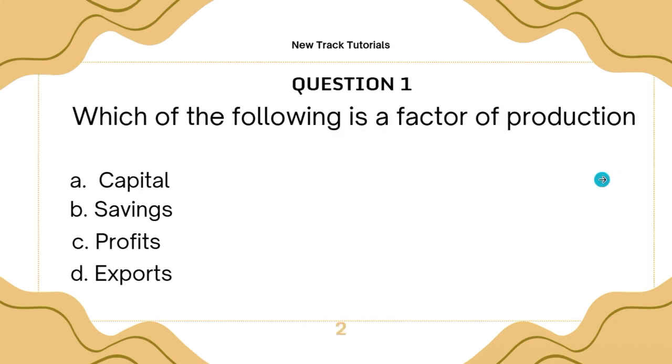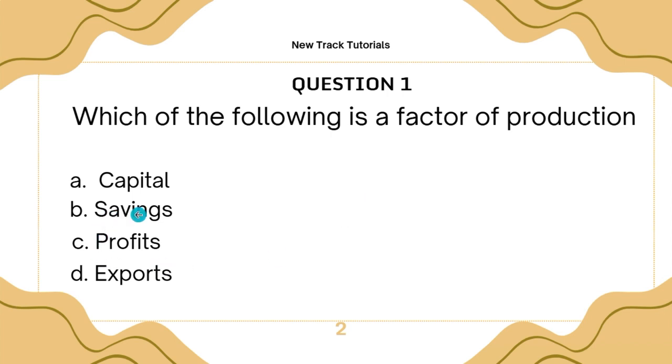The first question we're going to analyze is, which of the following is a factor of production? Of course, if you're an economics student, you should look at these four options and be able to select the first out of these four options. Remember that factors of production are fundamental resources that are used to produce goods and services, and hence the factors of production are land, labor, capital, and entrepreneur.